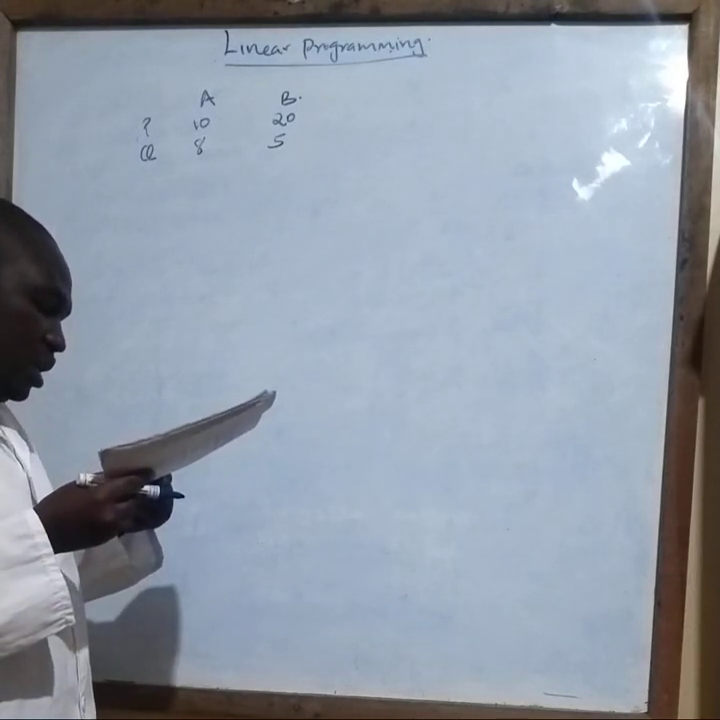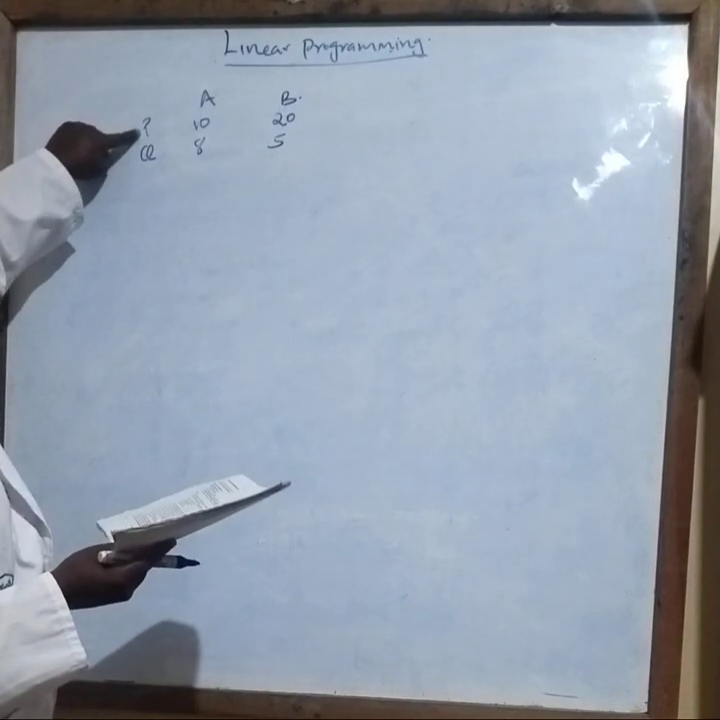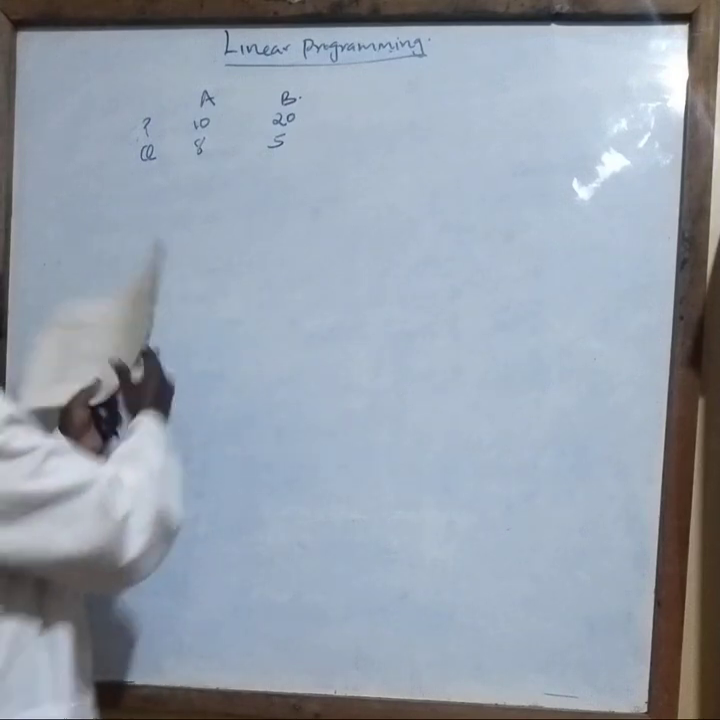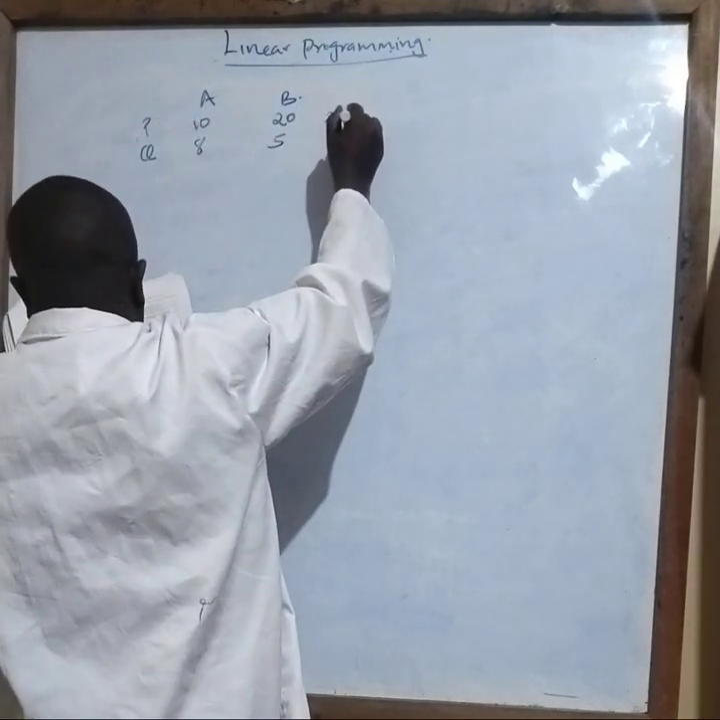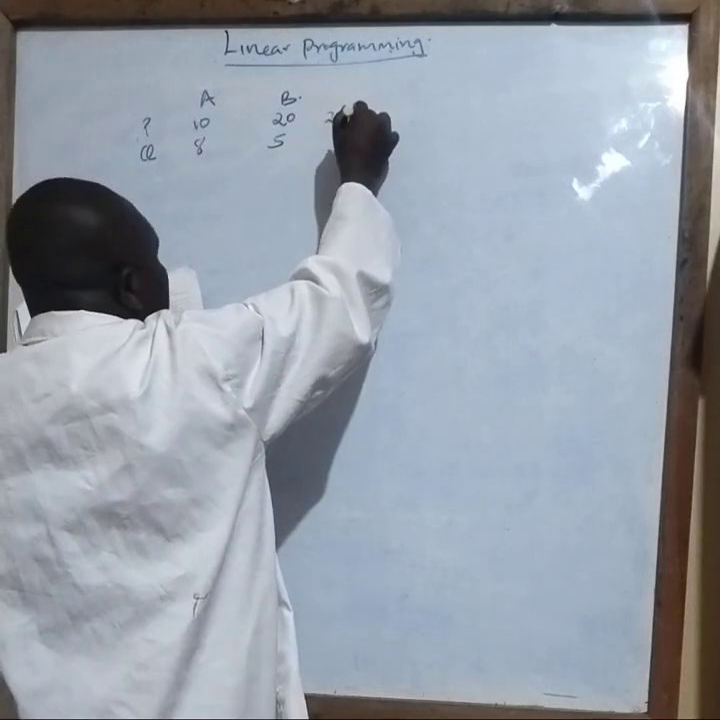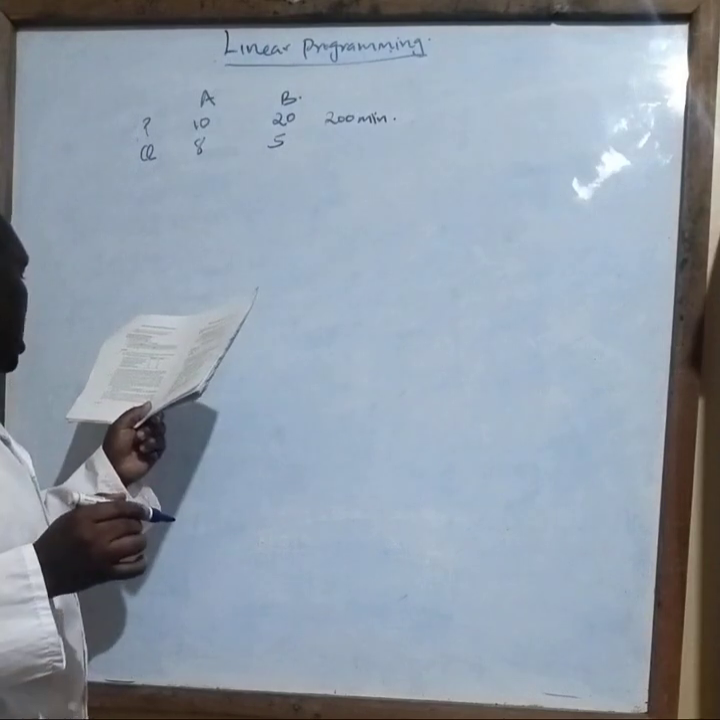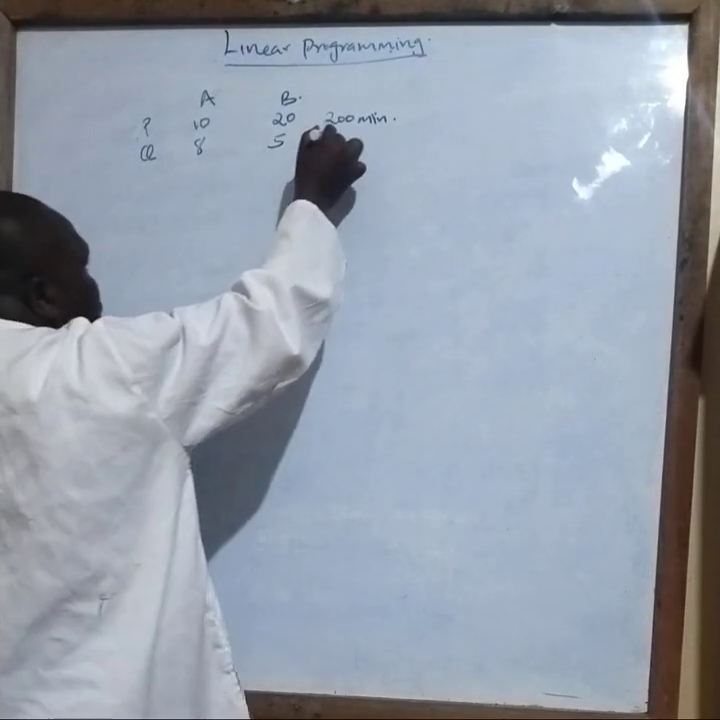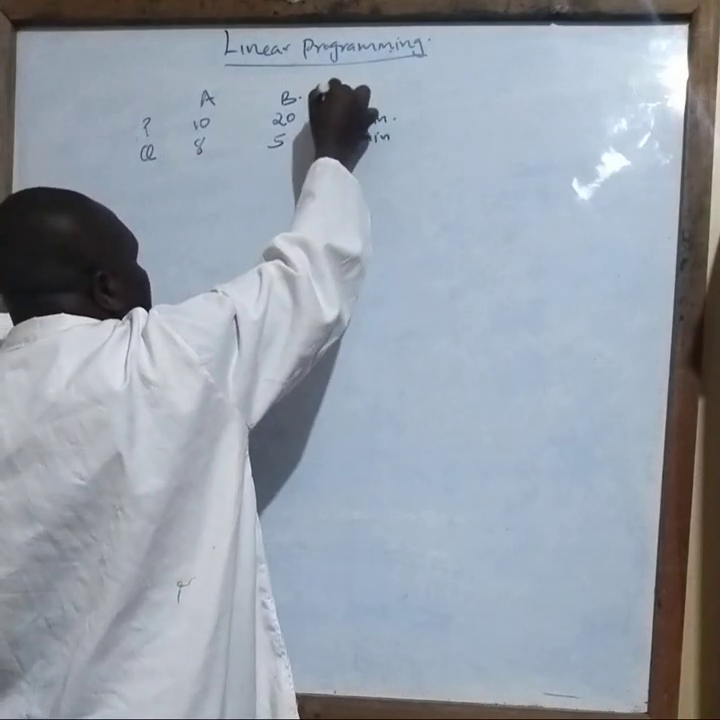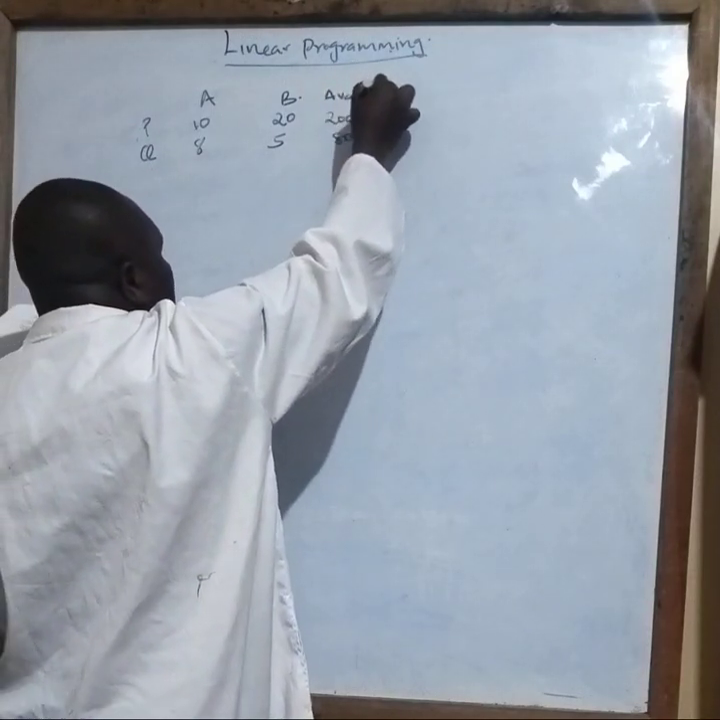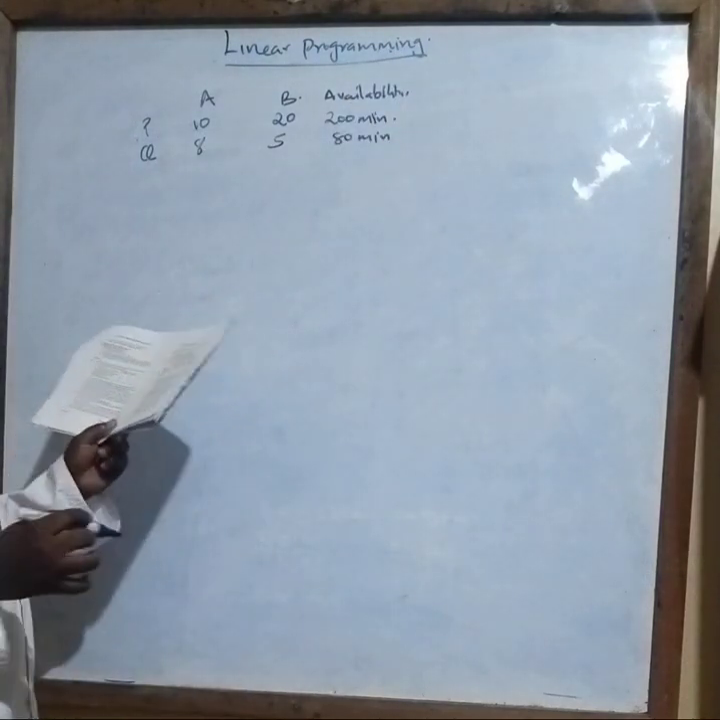Machine P is available 200 hours. This one here, P, available 200 hours, which means like this, 200 minutes, sorry. Then machine Q, available 80 minutes. Then this one is now what we say availability. Correct? Then we go back to the equation now.